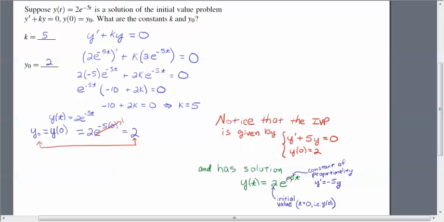This 5 here is called the constant of proportionality, and if we move the 5y over, you can see that the derivative is proportional to y, and that proportionality constant is minus 5. The 2, the coefficient of the exponential term, comes from the initial value when t is 0. You're going to see this over and over again as we solve initial value problems like this. This is a very important type of initial value problem, and it'll come up quite a bit when we're studying population models or growth and decay models. All right, good luck.